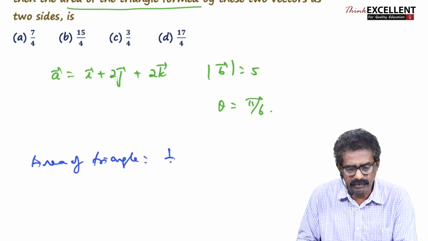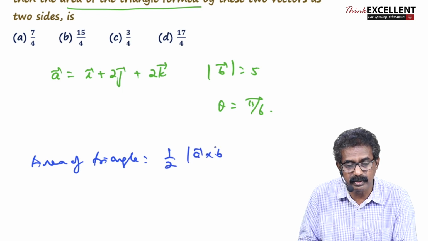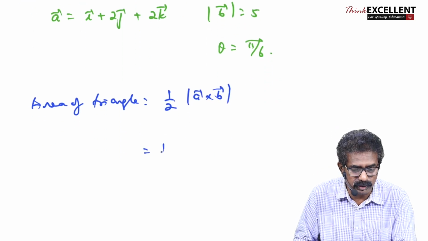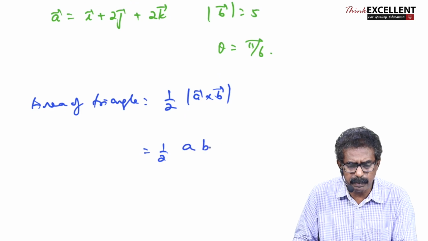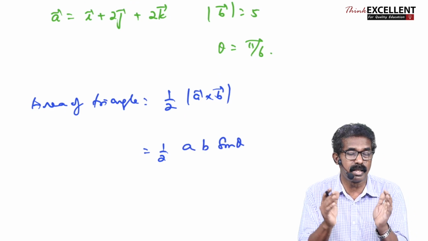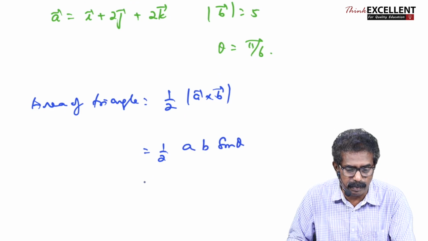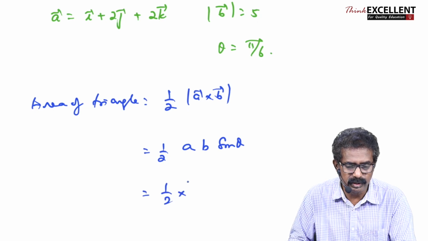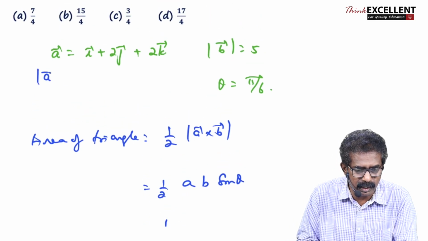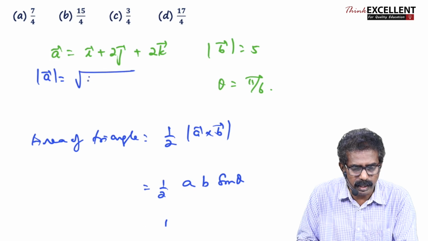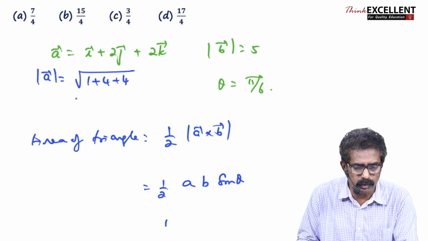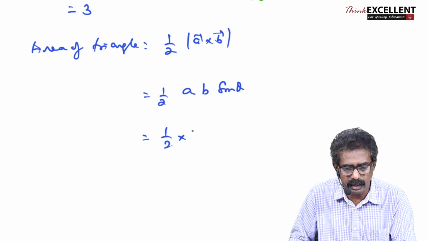the formula is half into modulus a cross b. That is ab sin theta, right? Because we take modulus, we won't write n cap, the magnitude value is 1. Half into modulus a, you can find here, no? Modulus a equal to root of 1 square plus 2 square plus 2 square, root 9, 3. So modulus a is 3.